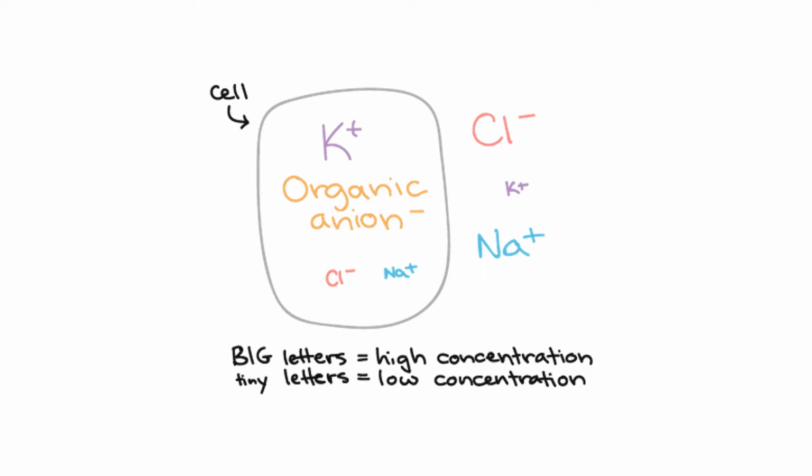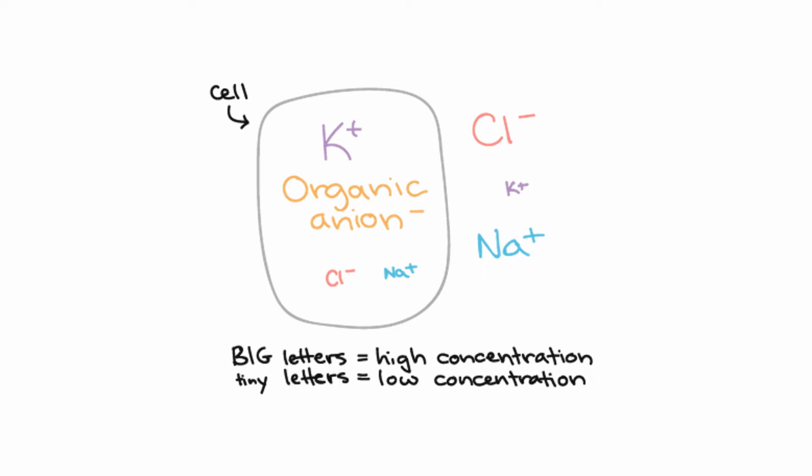Now, when we have a cell, one of the big things is to know where different ions are. This is just a stereotypical cell. When we're dealing with concentrations, anything that's written in very big letters means it has a very high concentration, and anything that is written small means that there is a low concentration. So in this image, what you're going to see is that there are high levels of potassium inside the cell. There are going to be lower levels of potassium outside the cell.